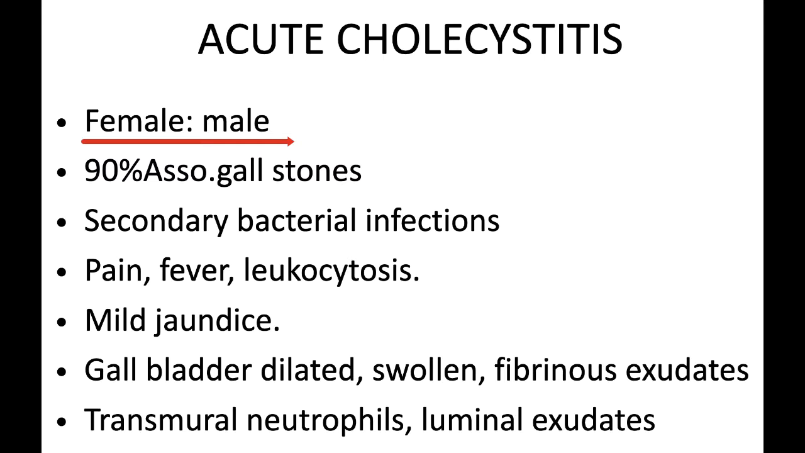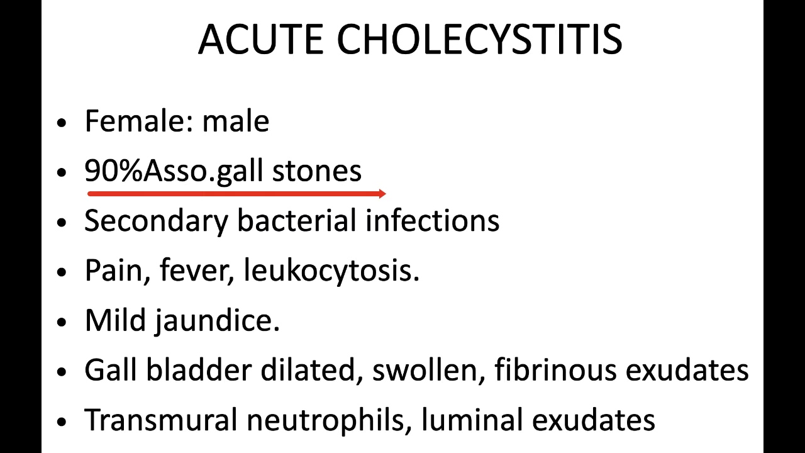In this, females are more commonly affected. The 5 F's are very, very important: female, fertile, flatulent, and fat, fair, forty. 90% are associated with gallstones. Only 10% we can say are acalculous acute cholecystitis. But it can happen. Bacterial infections most of the time follow as a late sequela.